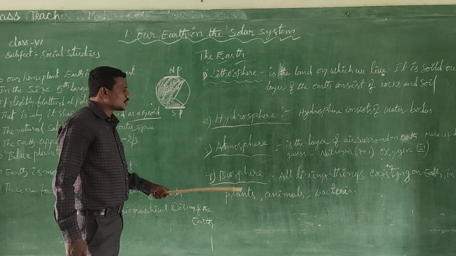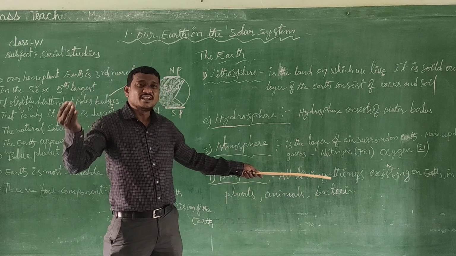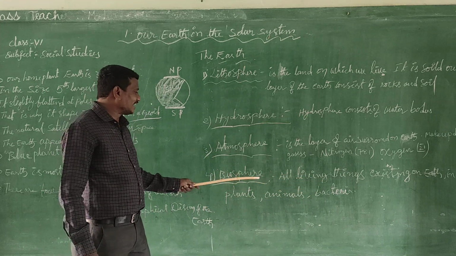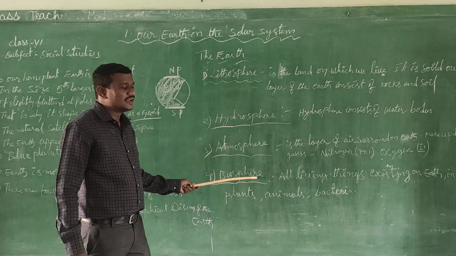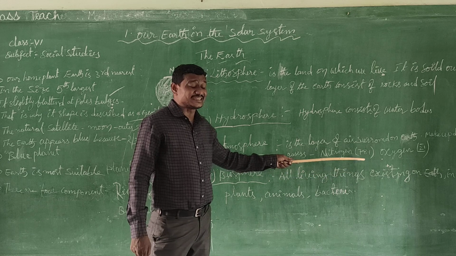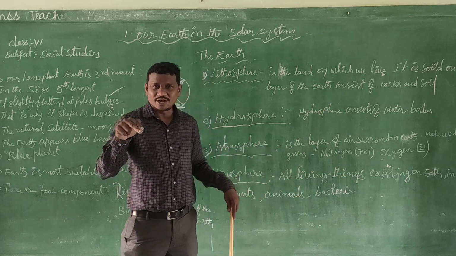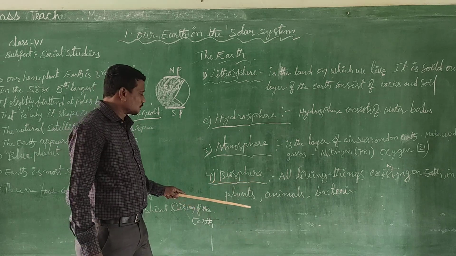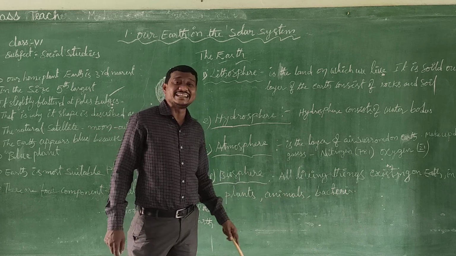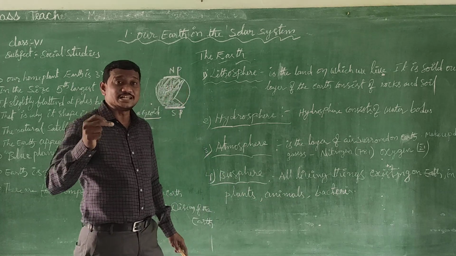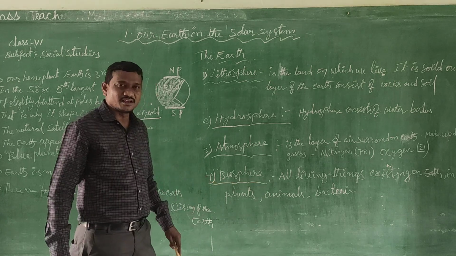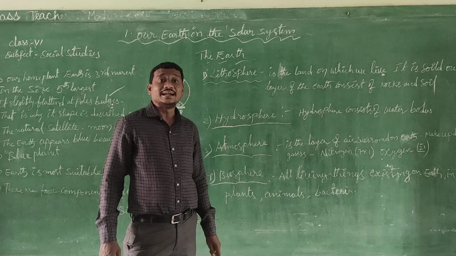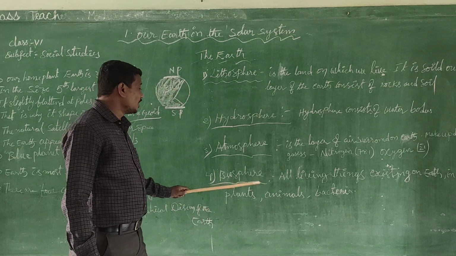And come to the biosphere. All the living things existing on the land, in the water, in the air are called biosphere. Examples of the biosphere are plants, animals and bacteria, and some other organisms are also there in the biosphere.